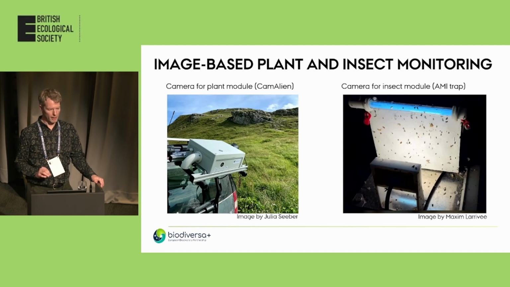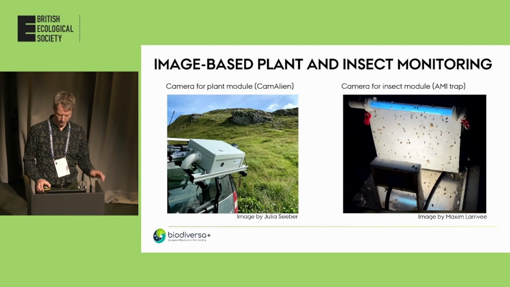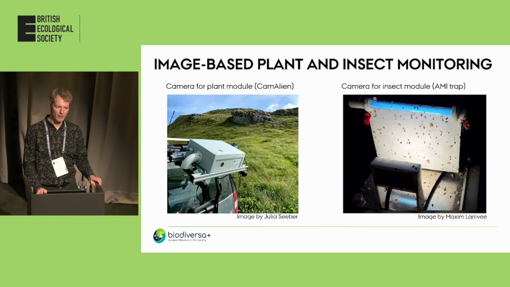There are 2 main modules in this pilot program, which has 11 partner countries involved. Fortunately not the UK, but we're leading it from Denmark, and it has partner countries from Sweden to the Azores and over to Bulgaria and Israel. One module is focused on fitting cameras to cars and doing roadside vegetation monitoring for invasive alien plant species that are spreading along transport infrastructures. The other is on insect camera trapping, where we build on existing technology, these automated monitoring of insects traps, the AMI traps.